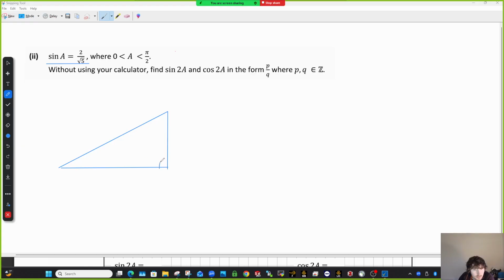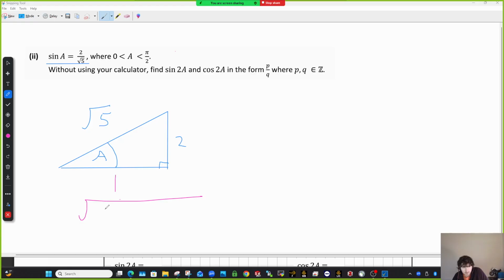You can put your right angle there, you can put your A here, and then because sine angle is equal to opposite over hypotenuse, I can put a 2 here and root 5 here. And so I can use Pythagoras then to work out this missing side. And if you do that, it should work out as 1. Yeah, because 2 squared plus 1 squared is 5. Square root of 5 is the hypotenuse. Yeah, so you can all do that there.